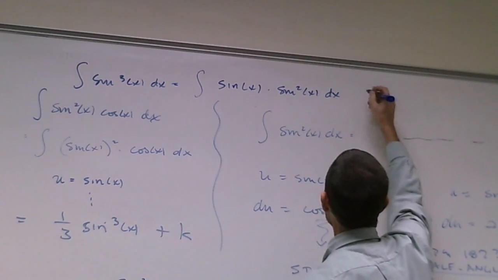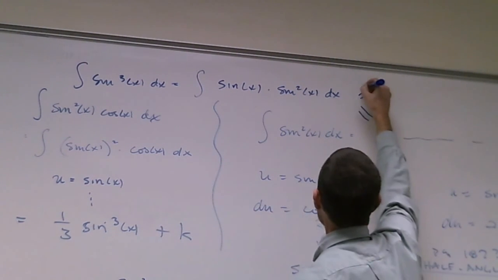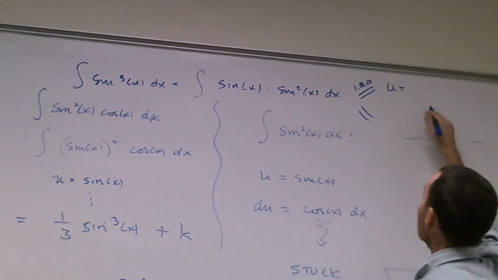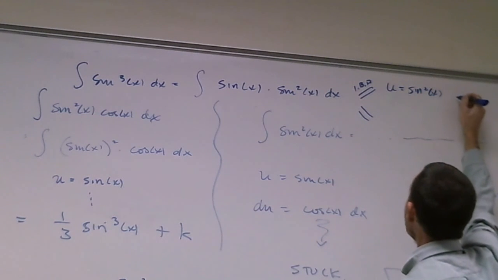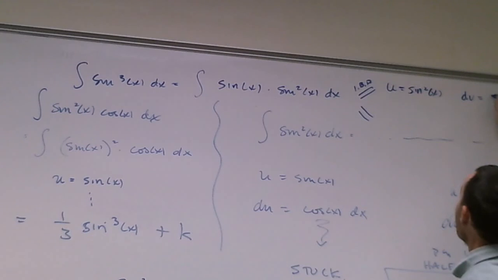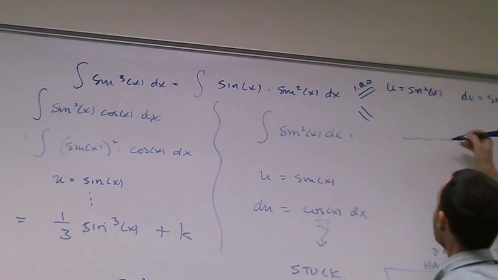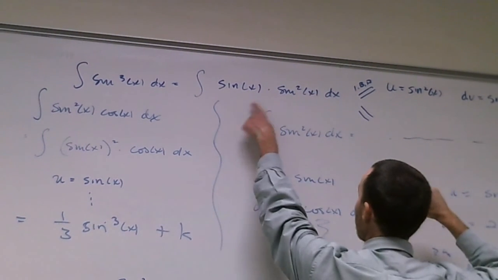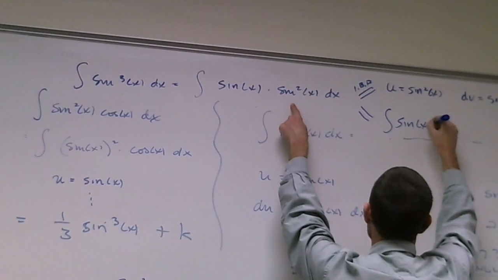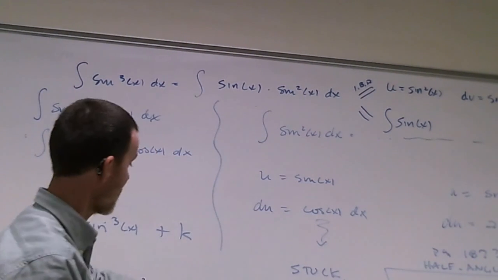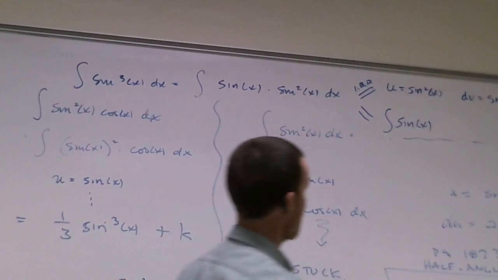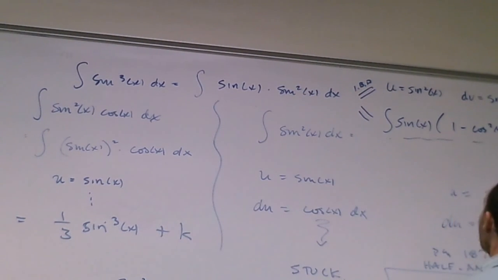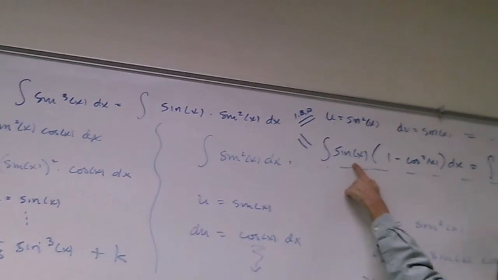You could do integration by parts with u equals sine squared of x and dv equals sine of x, and so on. Or you could do this. This is sine of x times, remember that sine squared plus cosine squared is 1, so sine squared is 1 minus cosine squared. That makes it two easy integrals.